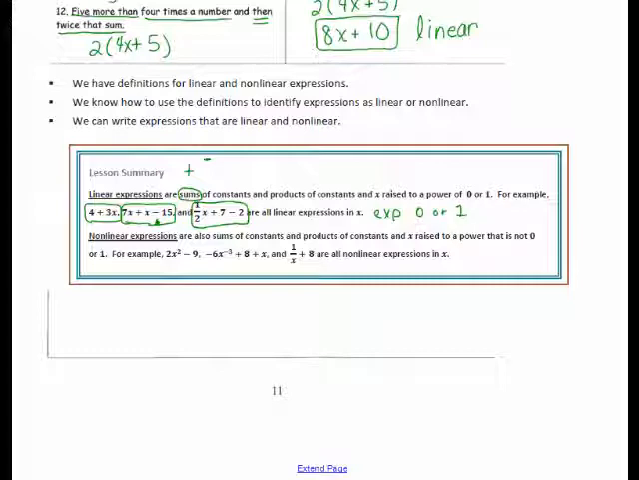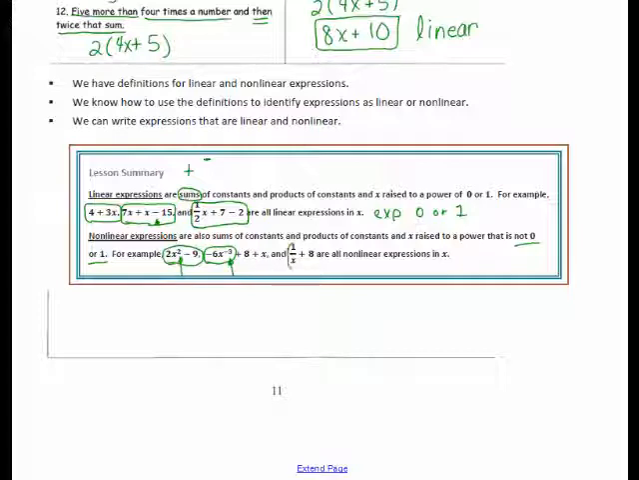Nonlinear expressions are also sums of constants and products of constants and x raised to a power that is not 0 or 1. If it is not 0 or 1 on the exponent, it will result in a nonlinear graph. For example, 2x squared minus 9 because of the exponent 2 on the variable. Negative 6x to the negative third will be nonlinear because the exponent is a negative number.